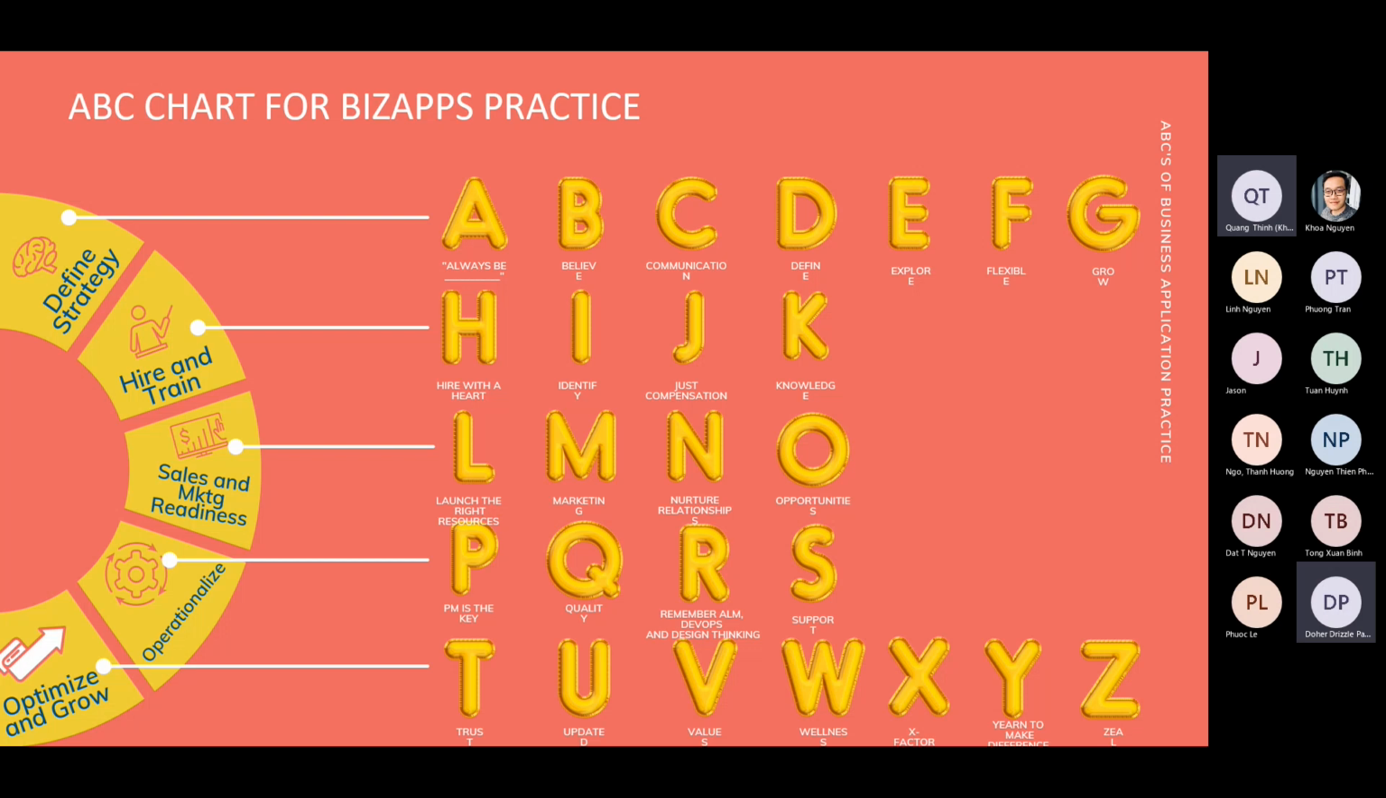Number 2 is hire and train. So I've covered it from letter H to K. Number 3 is sales and marketing readiness, which I covered from letter L to O. And then fourth is operationalize, which I covered from P to S. And lastly is optimize and grow, which we cover from letter T to Z.